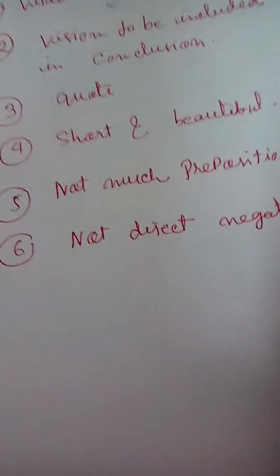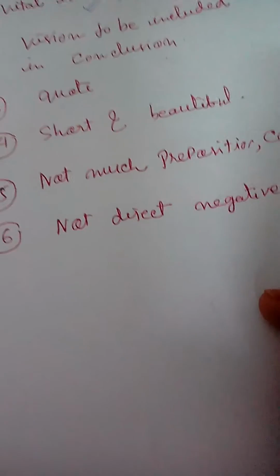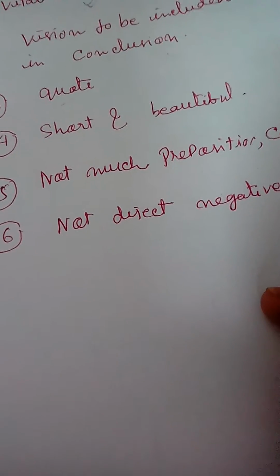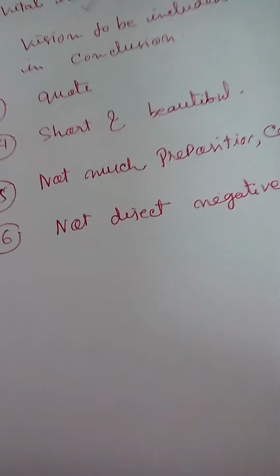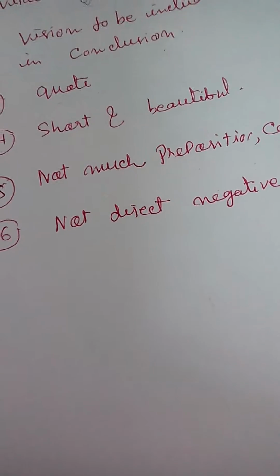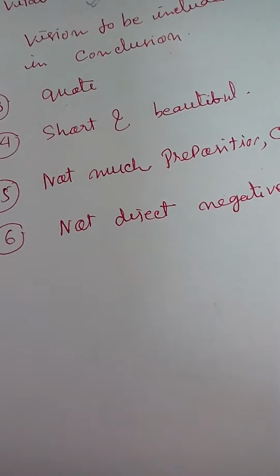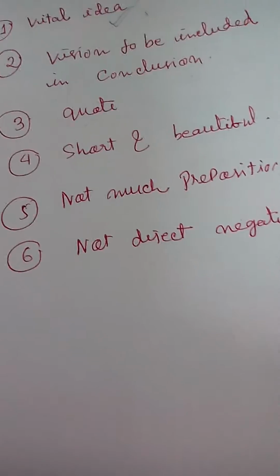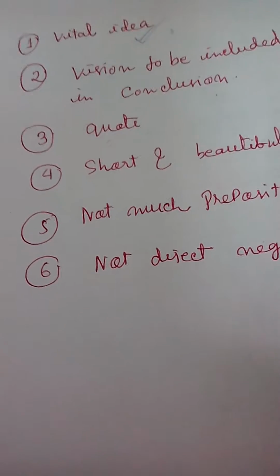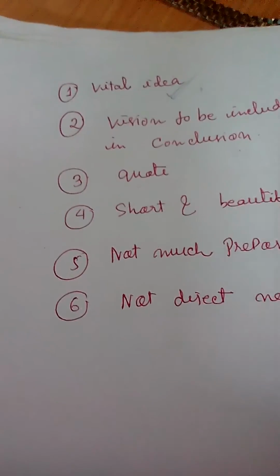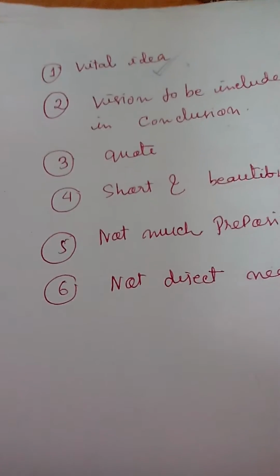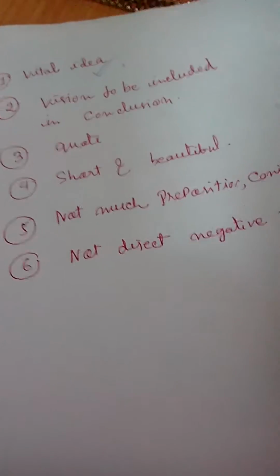Short and beautiful. That means the introduction generally must not be more than 2 or 3 lines, right? Otherwise it will be monotonous, and if you give more lines in the introduction, you cannot add more lines to the body of the answer, right? Your points will be deducted. That's why give a short introduction, and beautiful. Beautiful means to the point, no flowery language, touching the vital idea of the question.